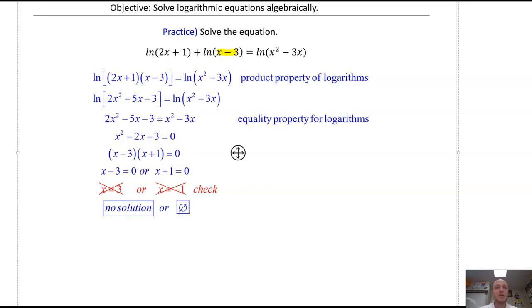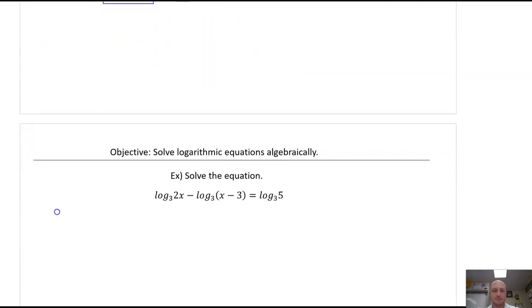Well, why? If I plug it into this x minus 3 right here, 3 minus 3 is 0. Remember, it must be positive. It's got to keep the argument positive. Okay? So no solution on that example.